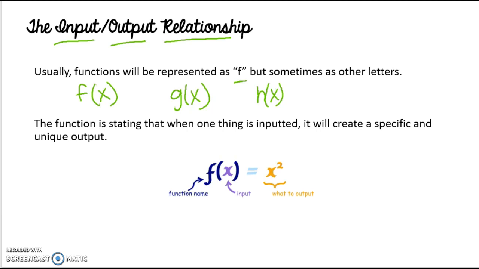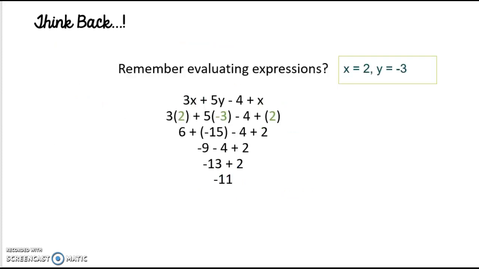So the function is stating that when one thing is inputted, it will create a specific and unique output, all right? So the function name, this f out here, stands for the function name, and this x value is our input. And what we get is that output. When we solve for the input, we get this output, and that's what we're going to be looking at.